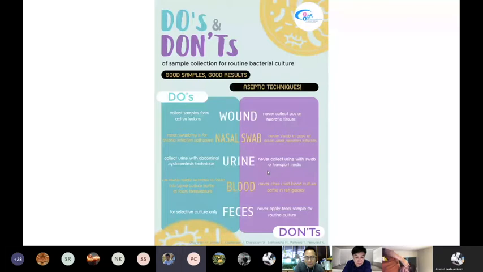I have a question. In addition to the samples in the poster, are there any other kinds of samples that you can send for routine bacterial culture, and what are the do's and don'ts for these samples? The one that Pitov said before is about CSF that can be cultured in a blood culture bottle. Yes, like blood. And I think the do's and don'ts may be similar to the blood sample.